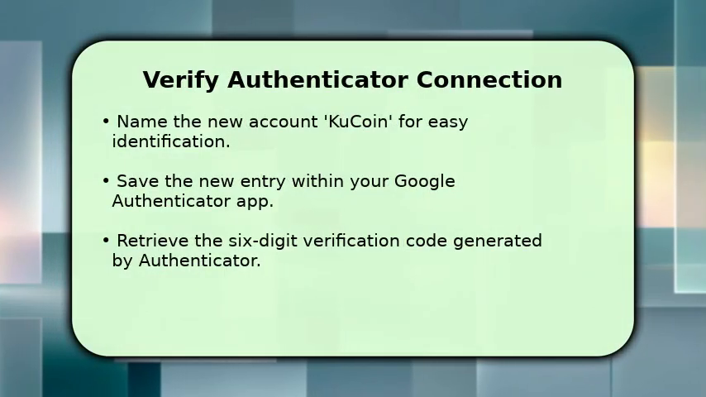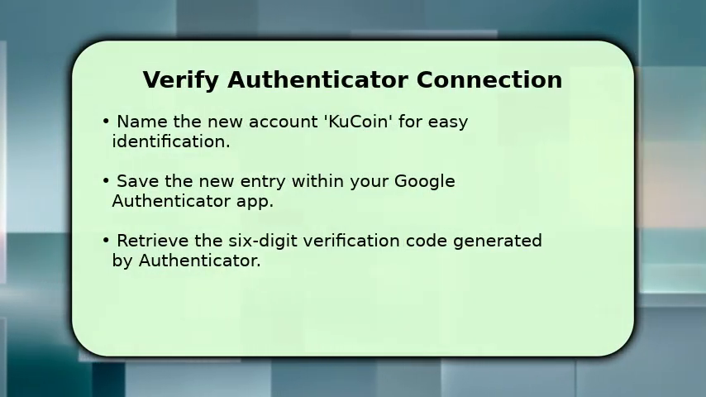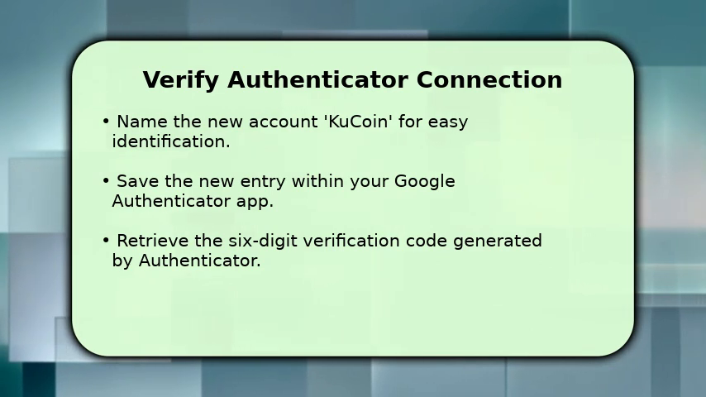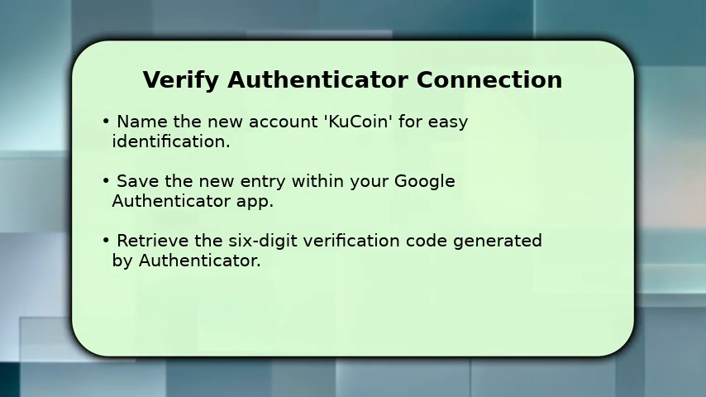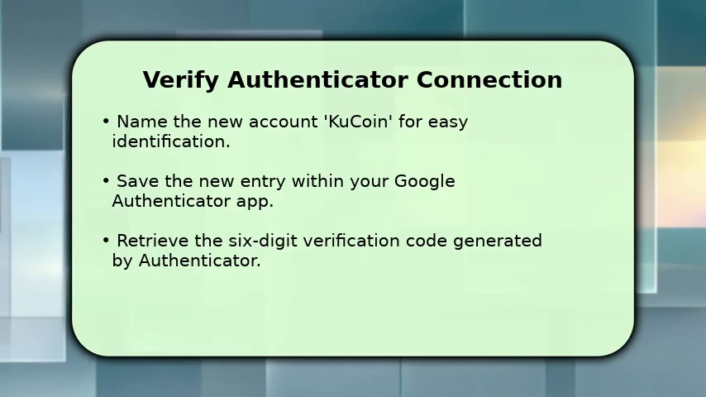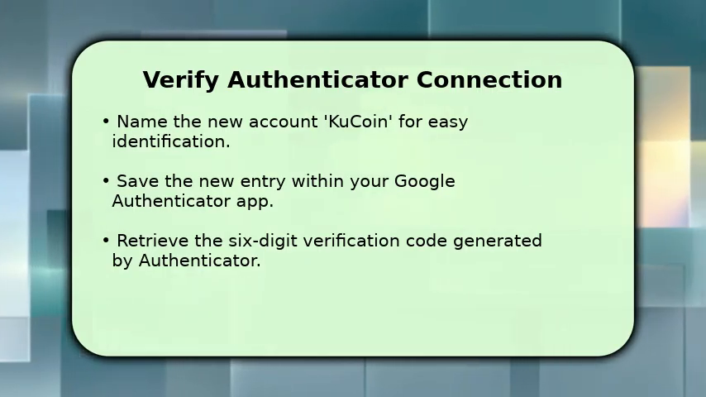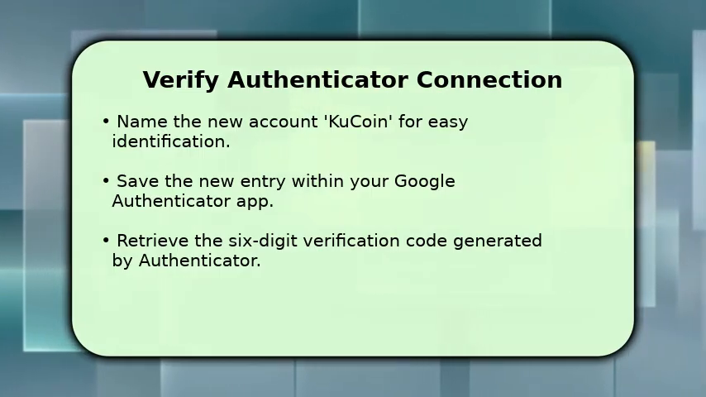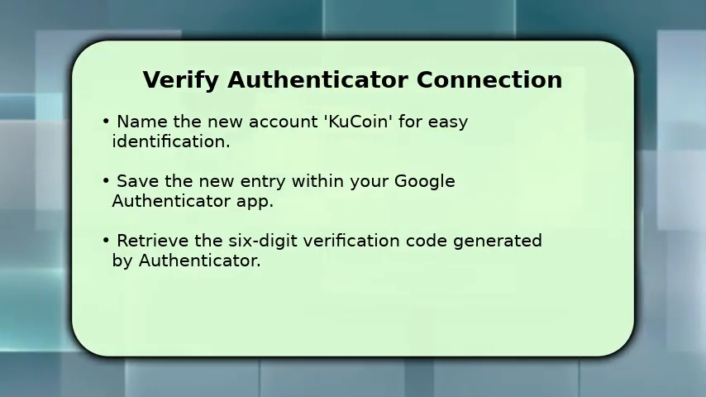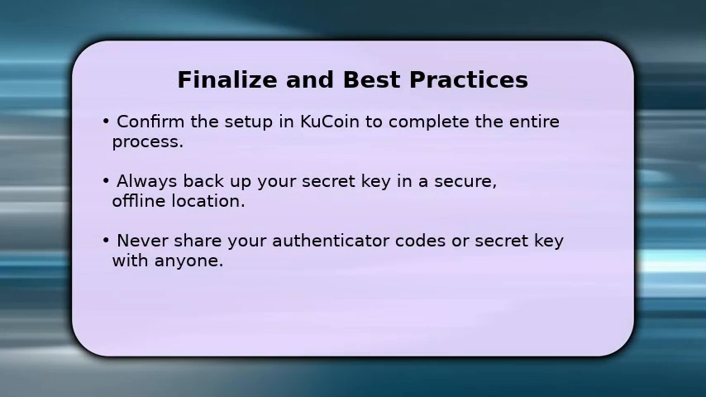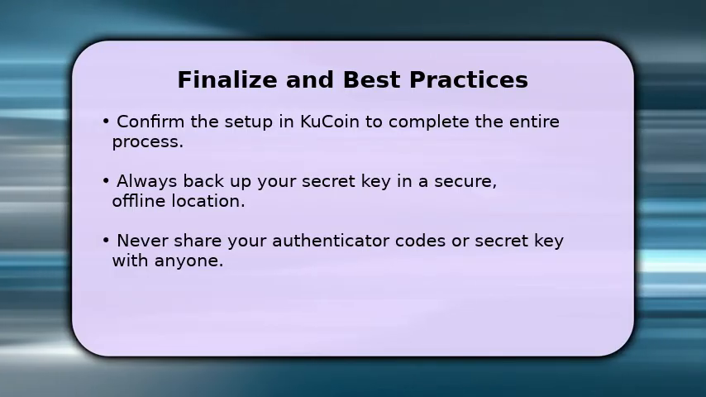Once you have pasted the key, name the account KuCoin within your Google Authenticator app for clear identification. Save this new entry. Immediately, Google Authenticator will generate a unique 6-digit verification code. This code changes every 30 seconds, so be quick. Copy this code and return to your KuCoin app. Paste the 6-digit code into the verification field to confirm the connection. Finally, confirm the setup within your KuCoin application to finalize the entire process.